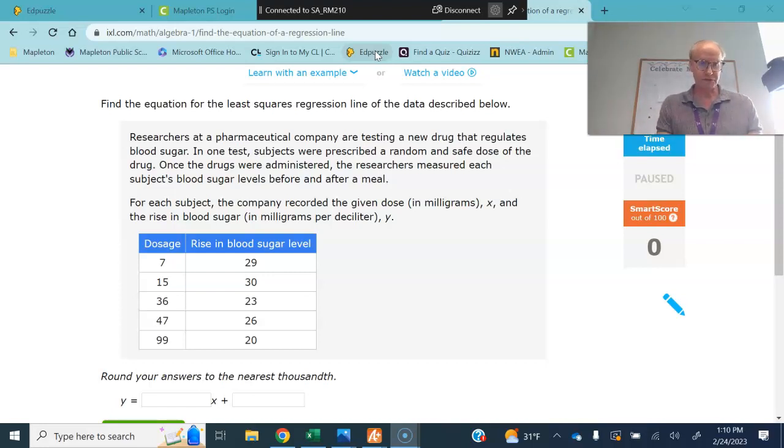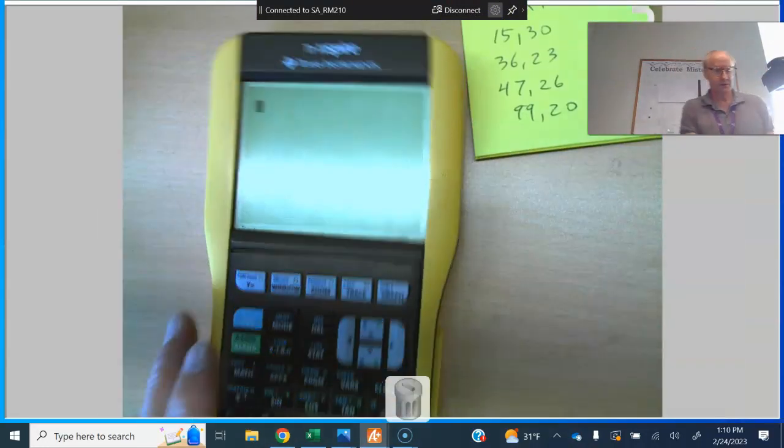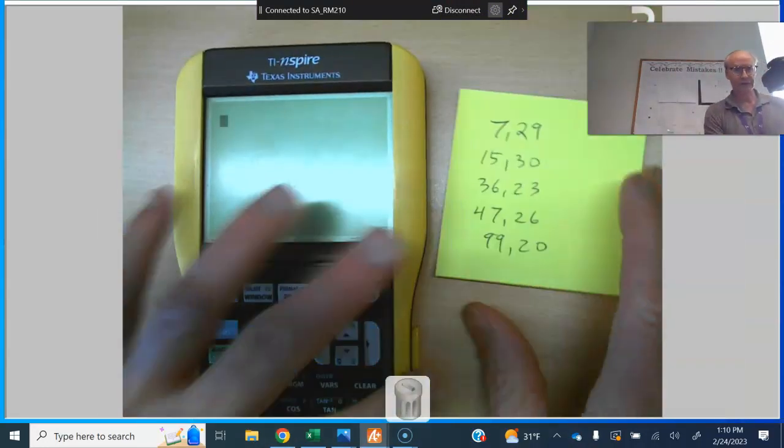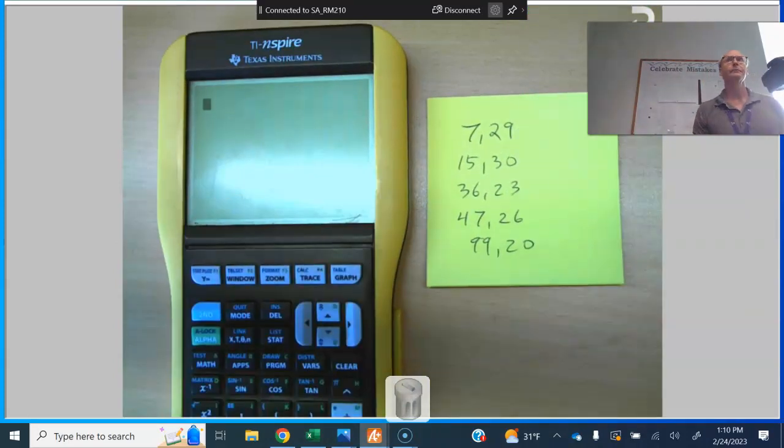So our data is 7, 29, 15, 30, 36, 23, 47, 26, and 99, 20. Okay, so there's my data. Put it right here. Here's the data, and we're going to be putting this into our calculator.